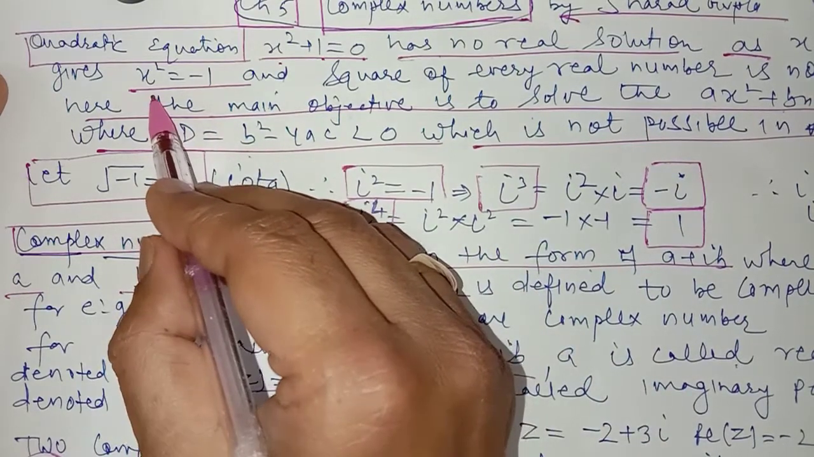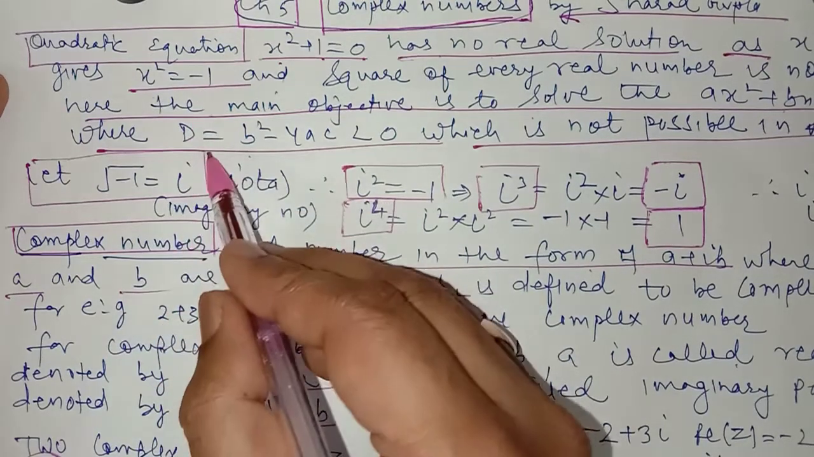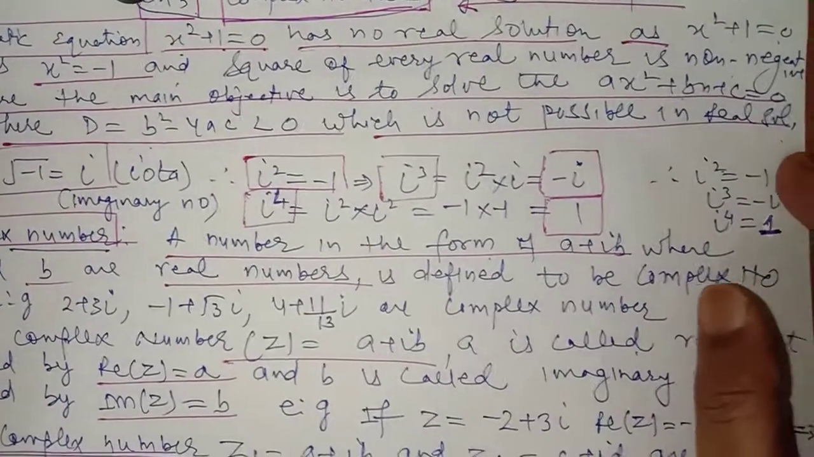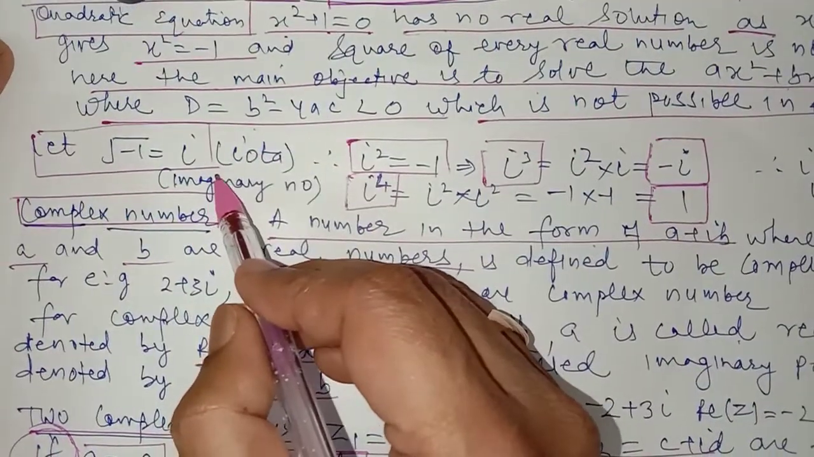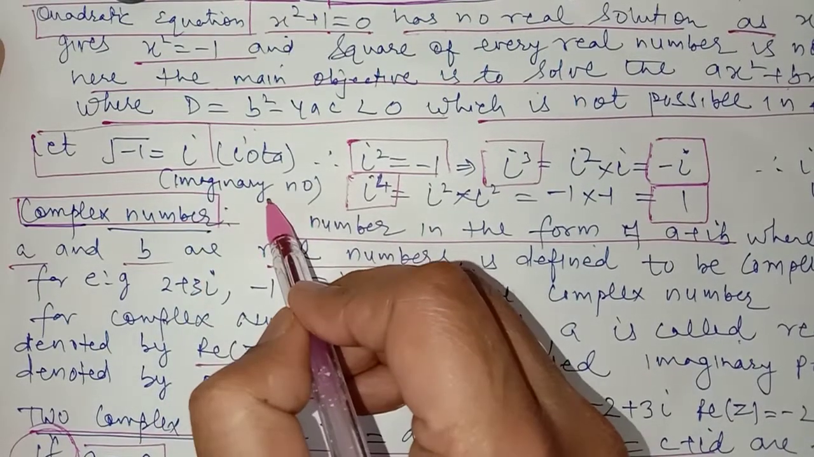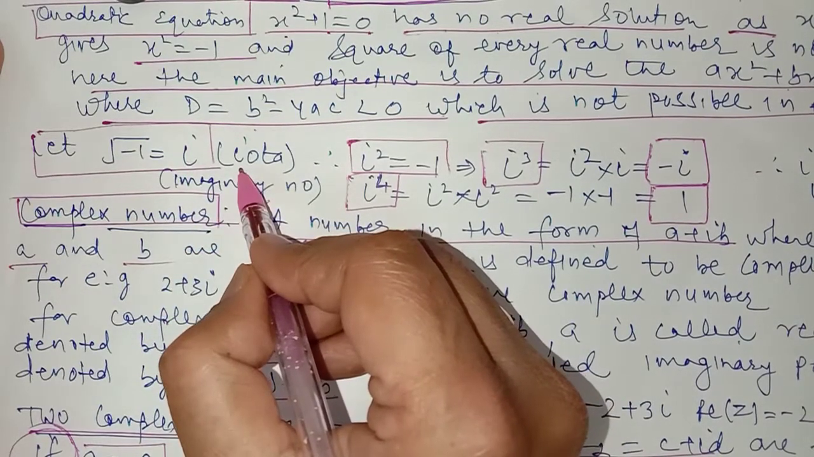So when the square of any number is equal to a negative number, then it is known as an imaginary number, not a real number. It is the opposite of a real number. If the square of any number is a negative number, then we say that it is an imaginary number, and it is denoted by this i sign, which is called iota.